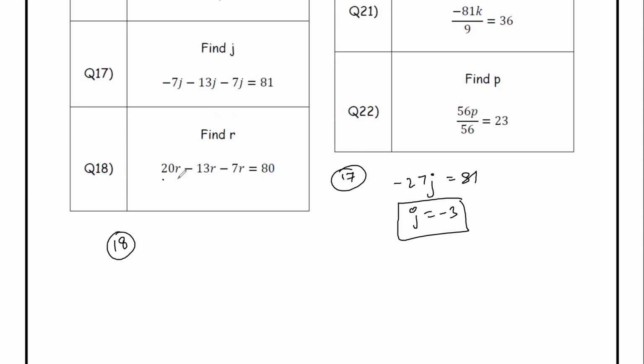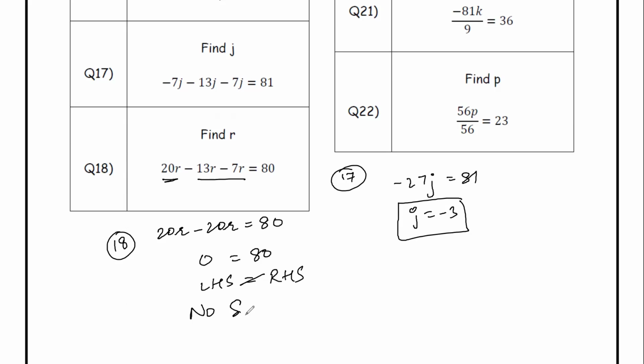80. I got 20r. Write it down neatly. And negative 20r. What am I giving you? 0 is equal to 80. Left hand side is not equal to right hand side. No solution. No value of r. Remember this. The r's are getting canceled out.